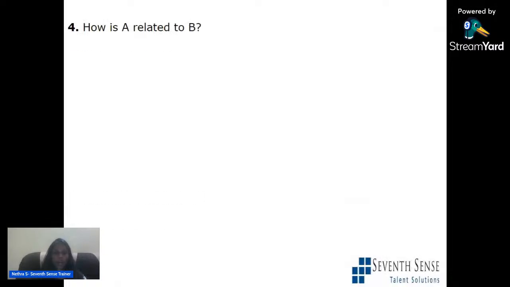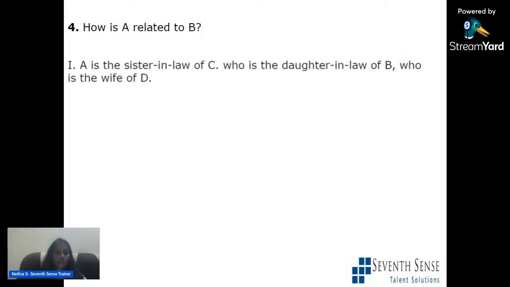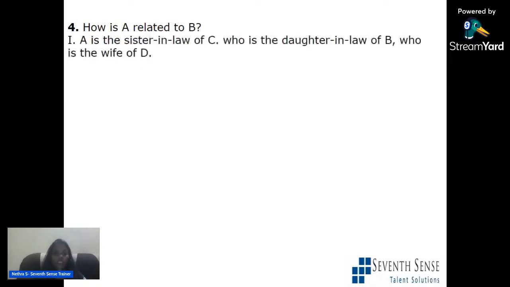So how is A related to B is the question. We'll see the statements. The first one: A is the sister-in-law of C, who is the daughter-in-law of B, who is the wife of D. Second statement: B is the mother of A's son's only uncle's son.